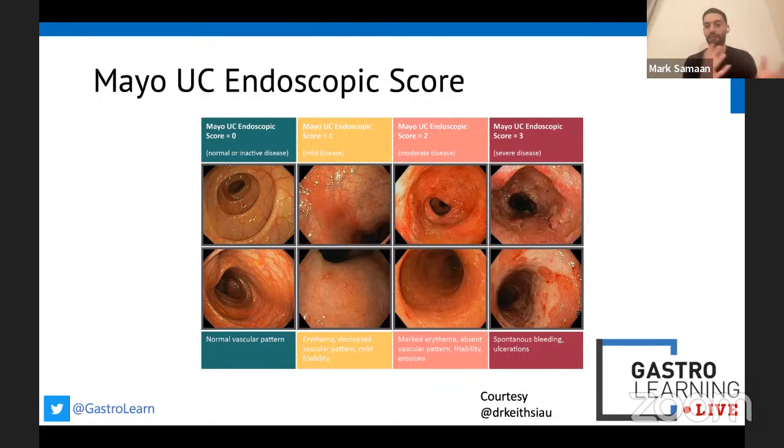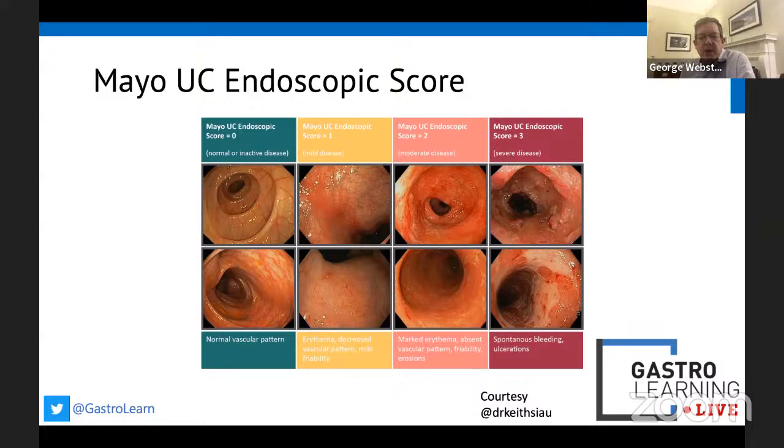If you see those kind of features, then I think the right thing to do is refer to the IBD clinic, or send an email to the IBD interested person in your department. I'd be happy to get that if someone said, I've just scoped this patient, they've got Mayo 3 colitis. Okay, over to you.